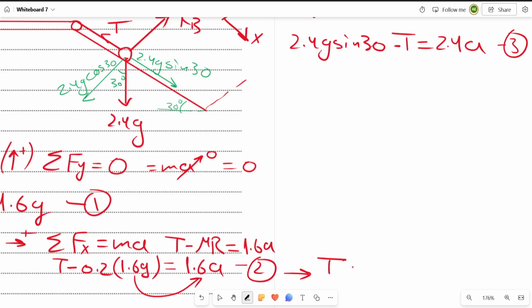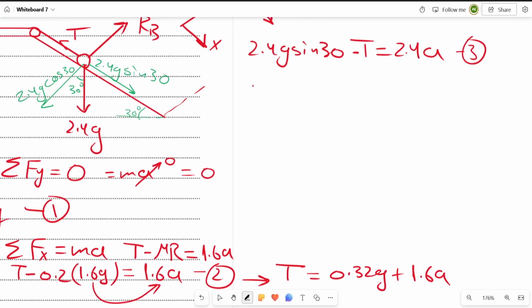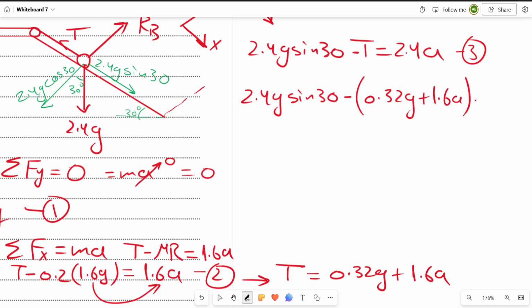So I'm going to have tension on the left side equals 0.32 G plus 1.6 A. And then I can use this tension, substitute it over here to find the acceleration. So let's do that. So I'm going to have 2.4 G sine 30 minus tension, which is 0.32 G plus 1.6 A. And that is going to equal 2.4 A.